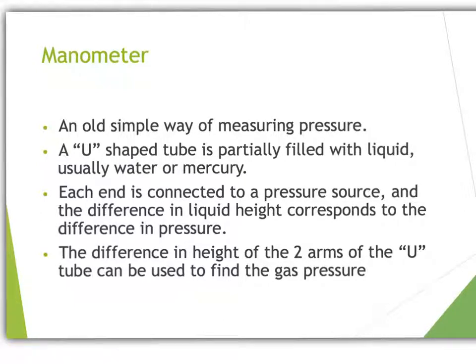This video will review how to approach manometer problems. Now, a manometer is an old, simple way of measuring pressure. It's typically a U-shaped tube that's partially filled with a liquid, either water or mercury, and it is connected to a pressure source at each end. The difference in the liquid height corresponds to the different pressures, and this difference in the heights of the two arms can be used to find the gas pressure.